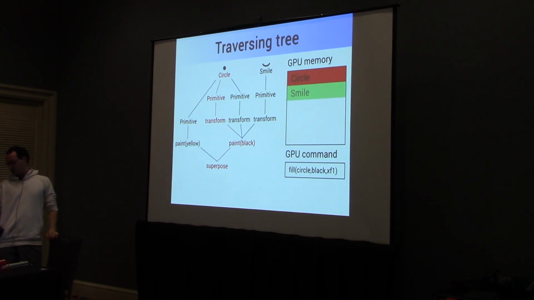Here we want to fill one of the eyes. So we have some transformation which positions the eye, scales the circle down, and paints it in black. Same for the other eye, and finally the smile with yet another transformation.